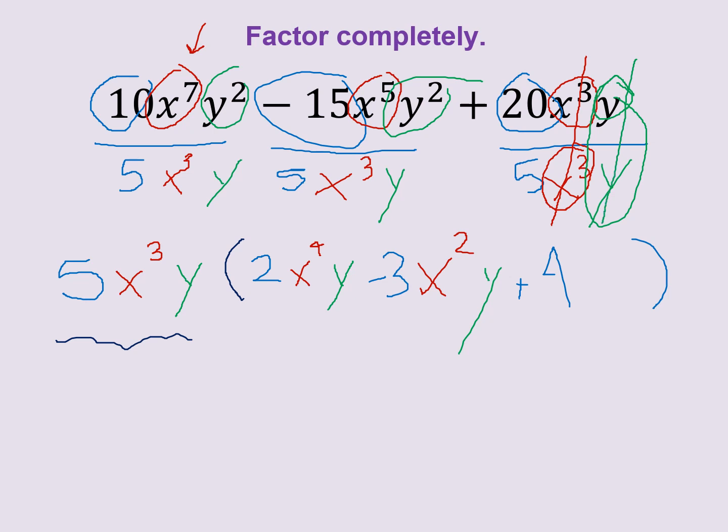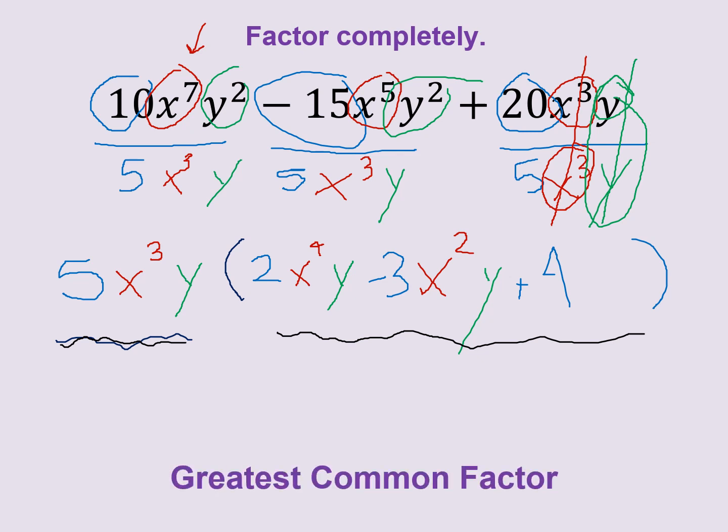Now, my last step is to always look at each of my factors. This is a factor that's just a single monomial. So nothing's going to happen with that, but I want to look at what's inside and say, do they have anything else in common? I just want to double check, and they don't, so I'm done with factoring. That is called factoring the greatest common factor.